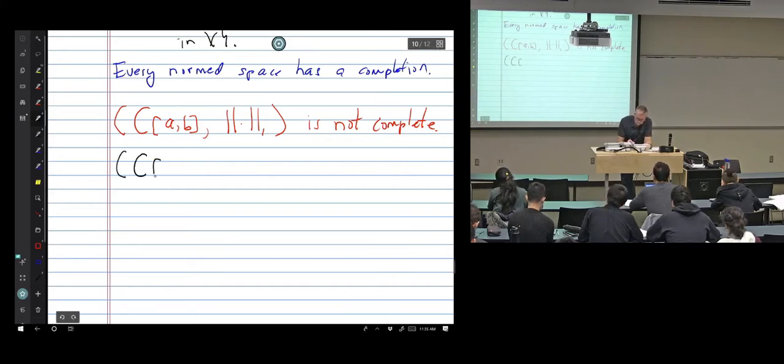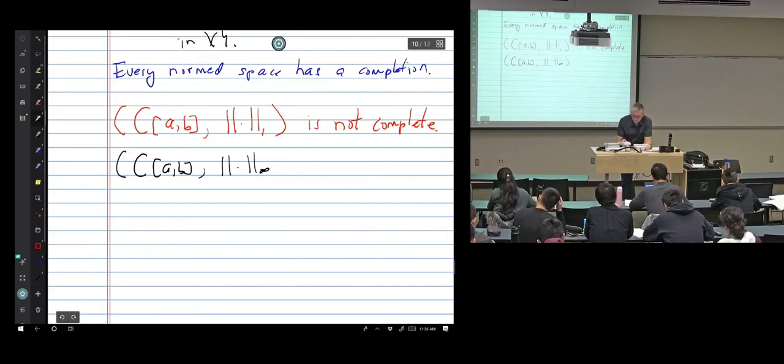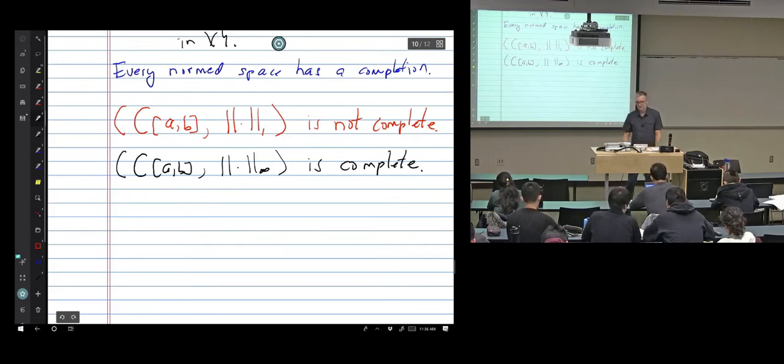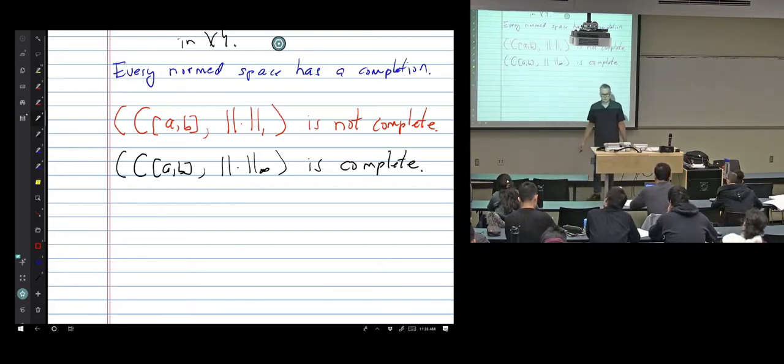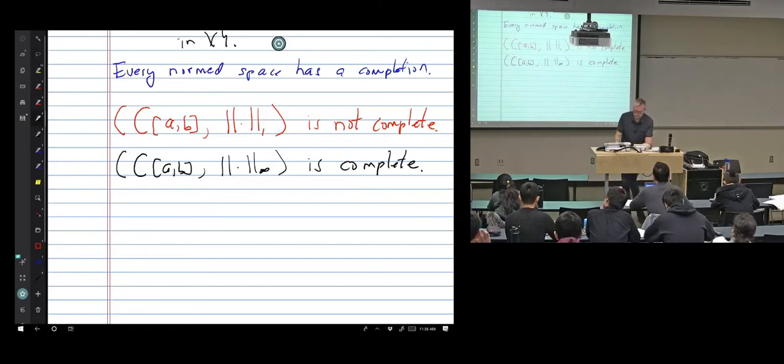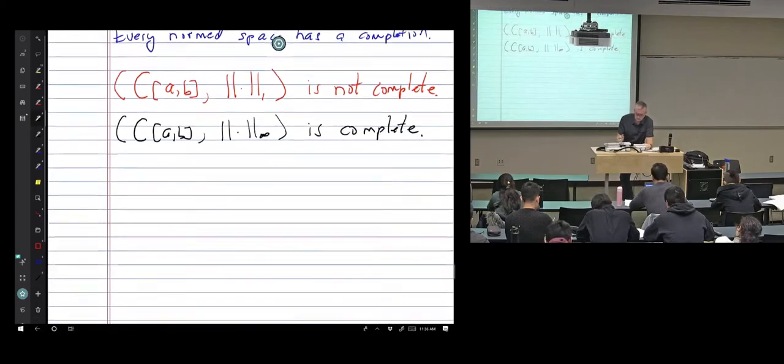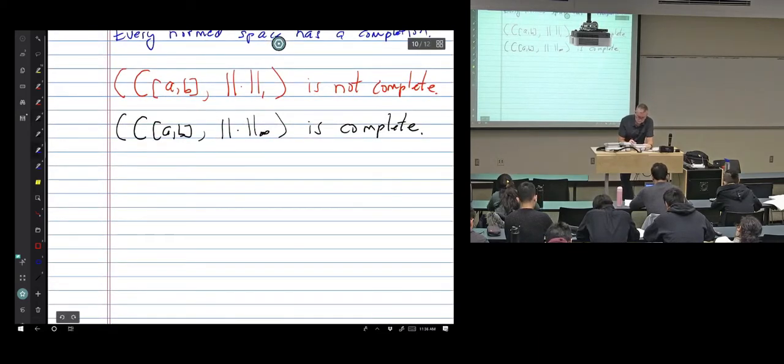If I take the continuous functions and I put the max norm on there, that is complete. This vector space, this norm space, you will use in the nonlinear control class to talk about existence and uniqueness of solutions of differential equations.